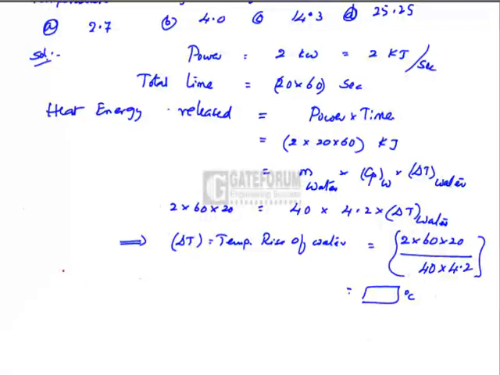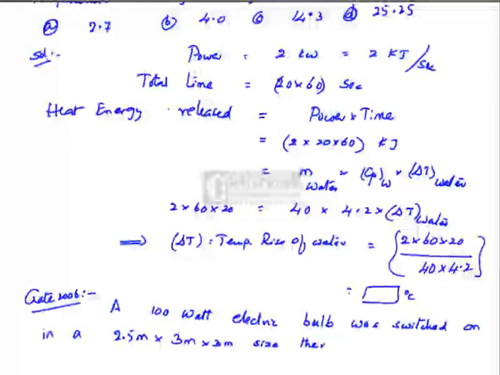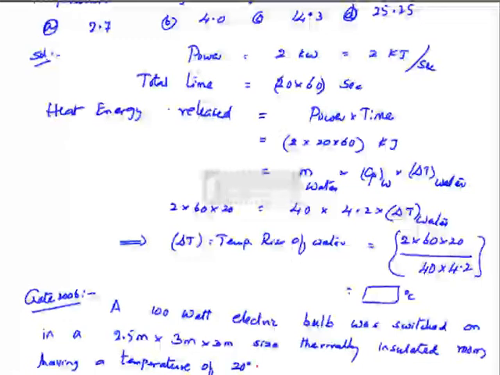A similar problem like this was given in GATE 2006. A 100 watt electric bulb was switched on in a 2.5 meters into 3 meters into 3 meter size thermally insulated room having a temperature of 20 degrees Celsius.